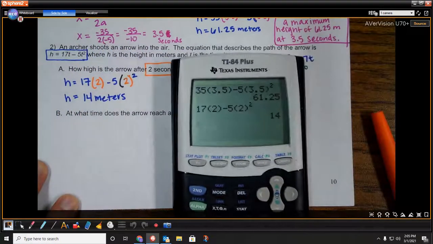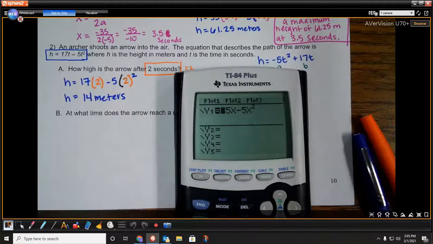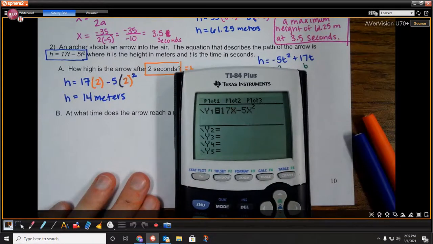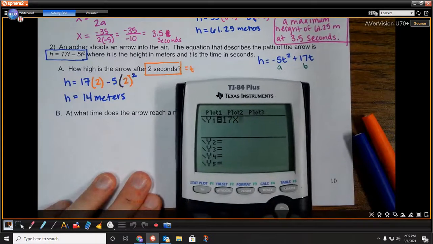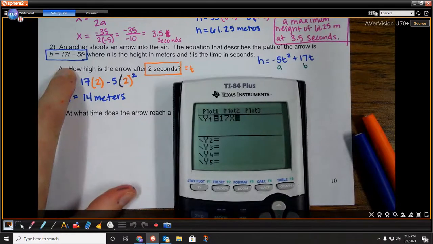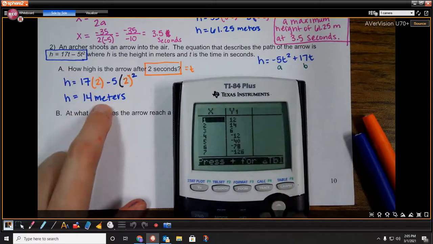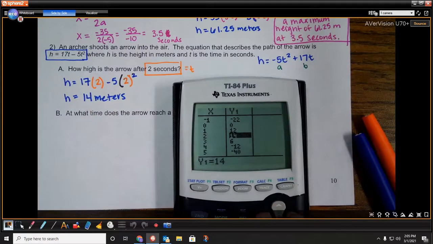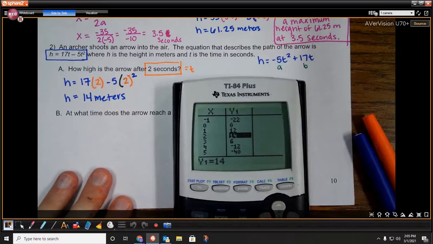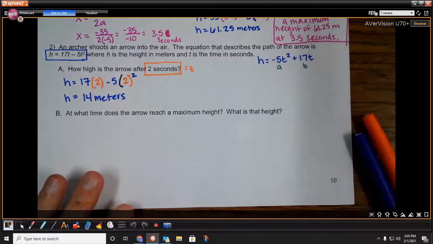Now remember, you can also do this by plugging it in here, and you get, okay, 17, I'm going to clear the whole thing out, 17x instead of t, 17x minus 5x squared, and then you hit second table, and it does the work for you. And you see right there that it equals 14 meters, all right? And I really like this problem because I think it's good for us to see what it equals in different things here. So that equals 14 meters right there.